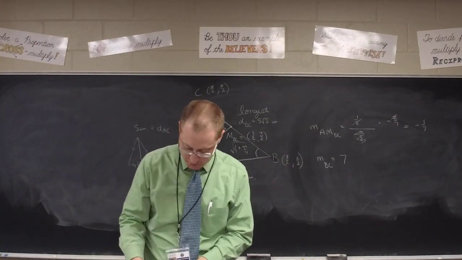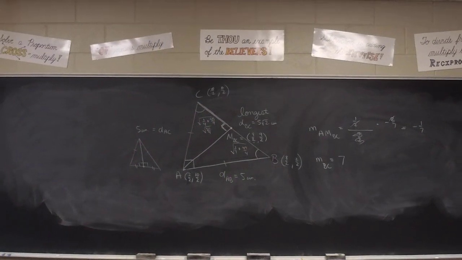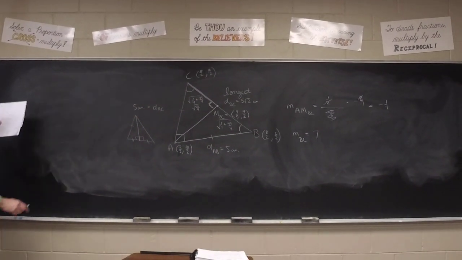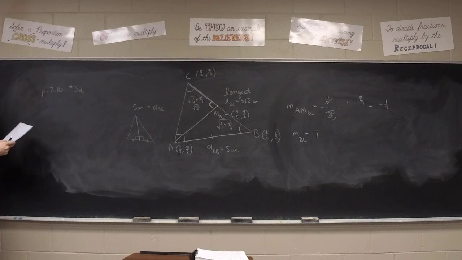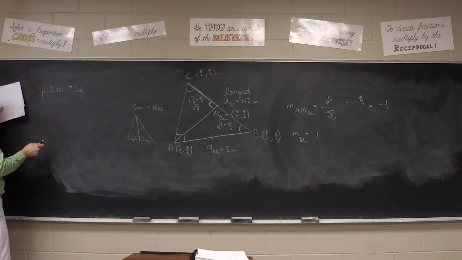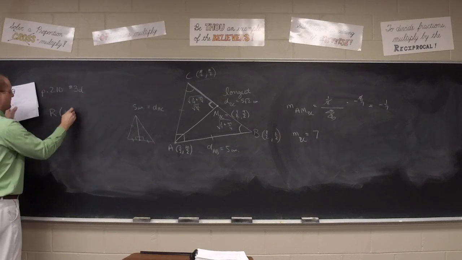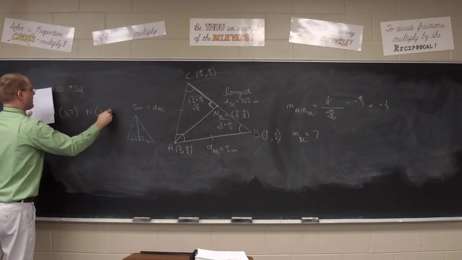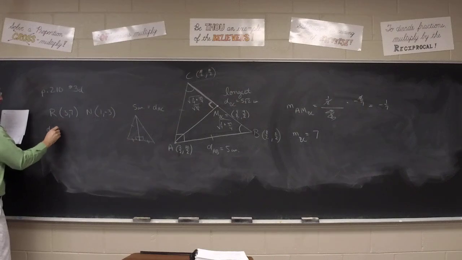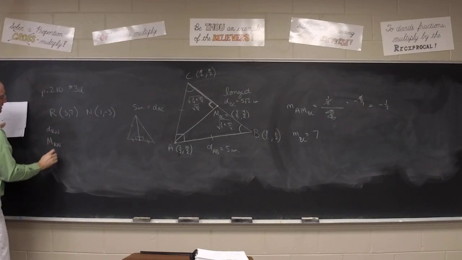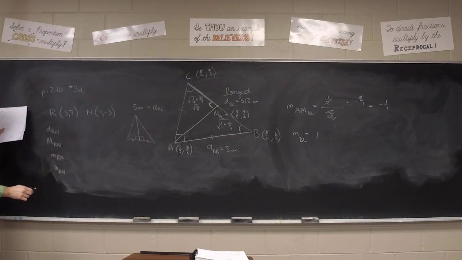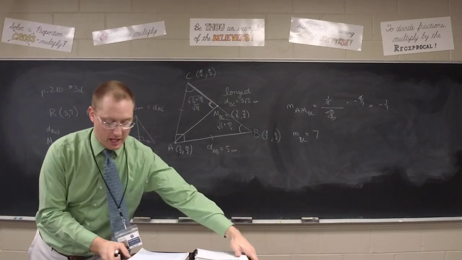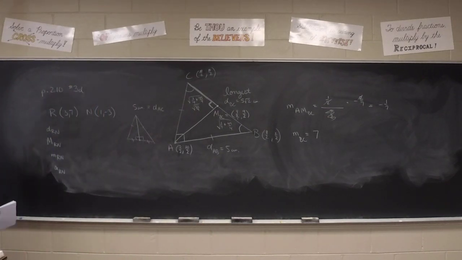Your homework for this evening, I'm going to write it on the board for you. First of all, I want you to do page 210, number 3D. I also want you to analyze some lines here. Given that R is (3, 7) and N is (1, -3), find the length of RN, the midpoint of RN, the slope of RN, and the angle of inclination of RN. Also, move this out of your way as you're copying. Oh, and be lazy here.